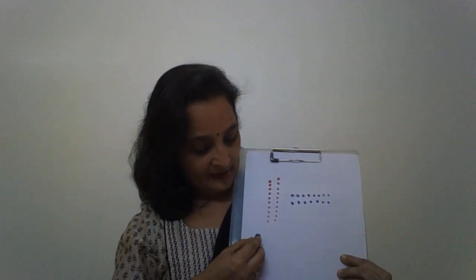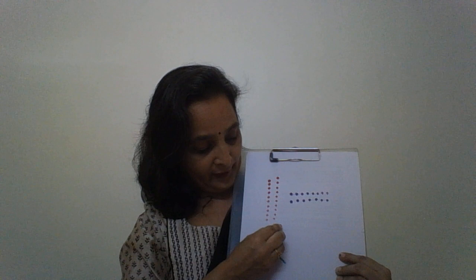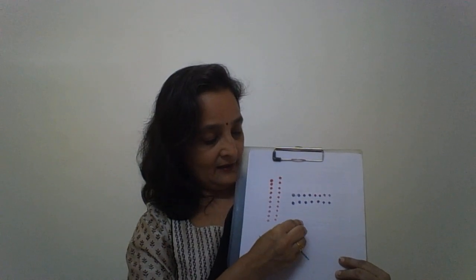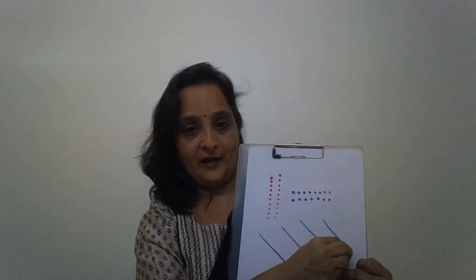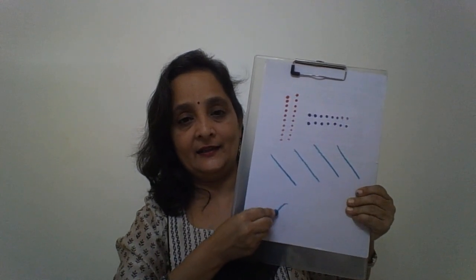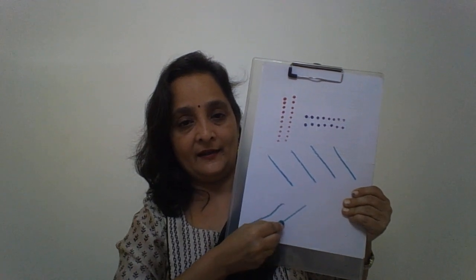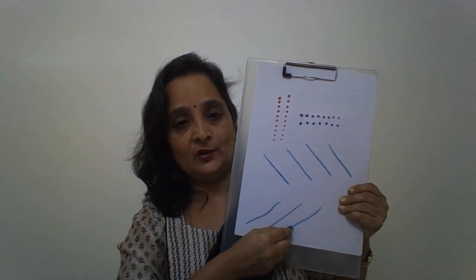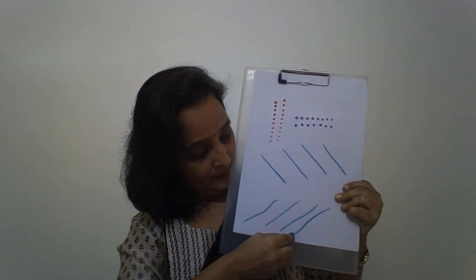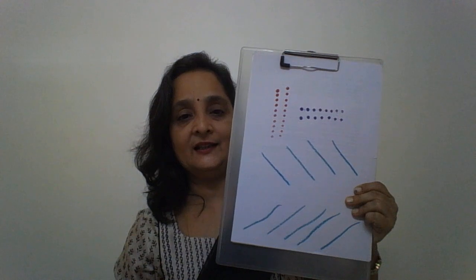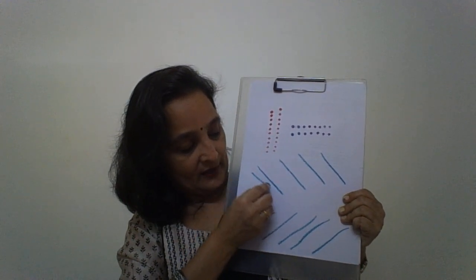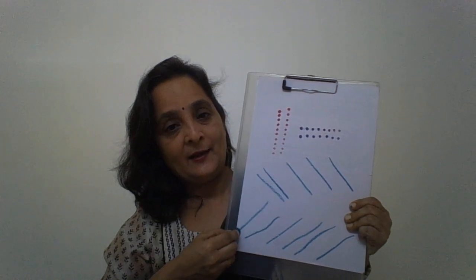Alright, this is the standing line, this is the sleeping line, and this is the slanting line. Let's see how we write it. Alright, a slanting line which goes in the front, and a slanting line that goes behind. Alright children, these are the slanting lines going in the front and going behind.